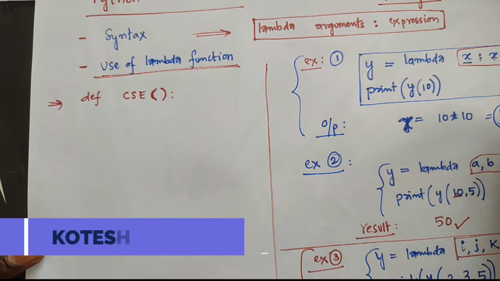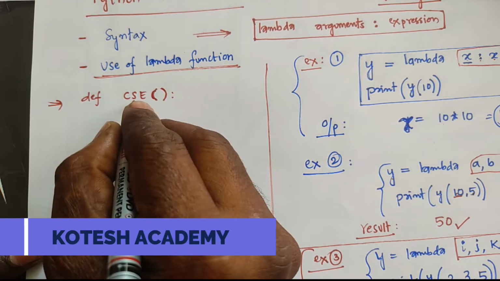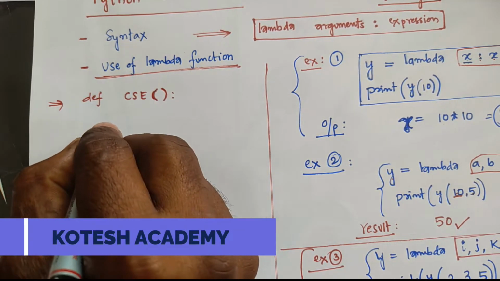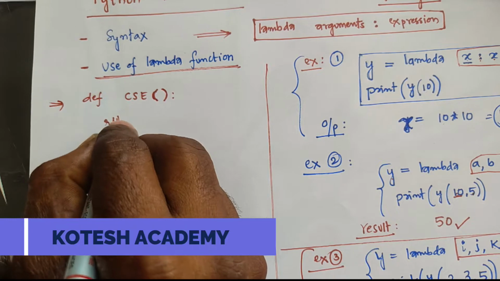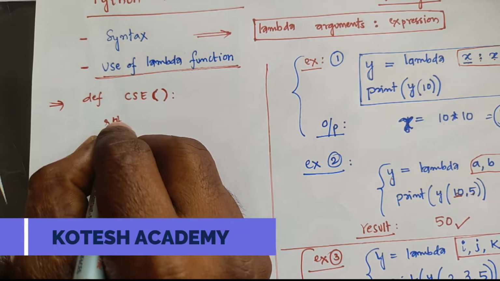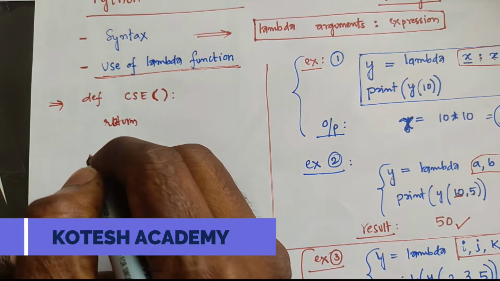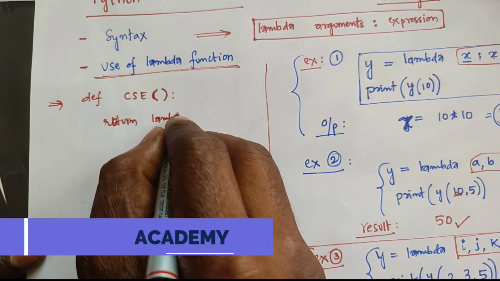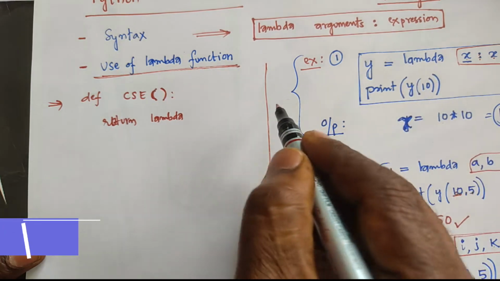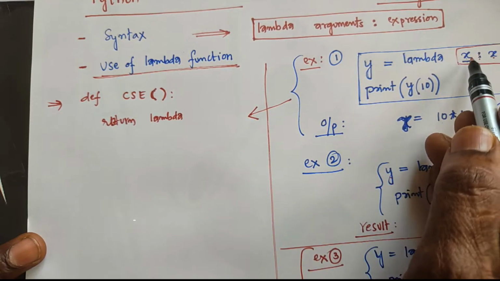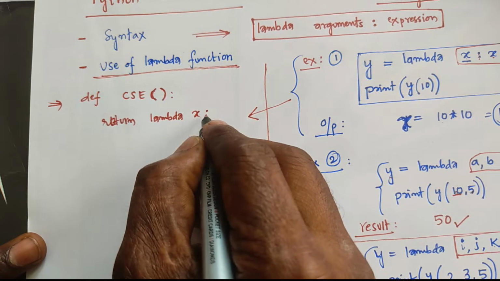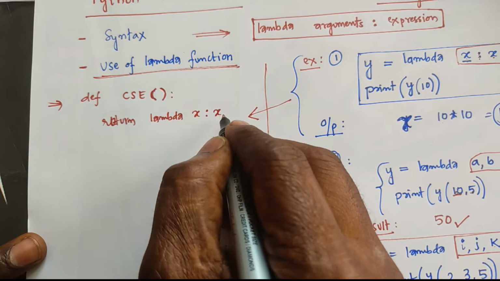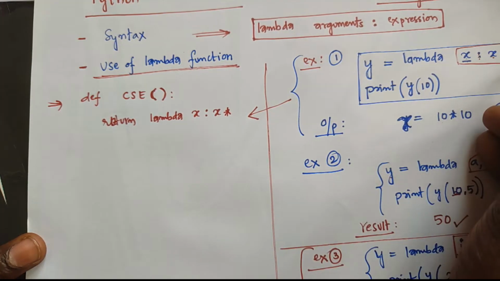How can you change that function? Here is the function name. Then I am writing that return. That function is return. I am representing that lambda. Same example for this. Okay, here x is to x into 10.